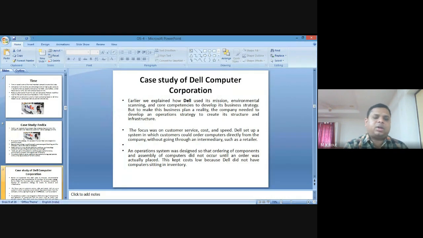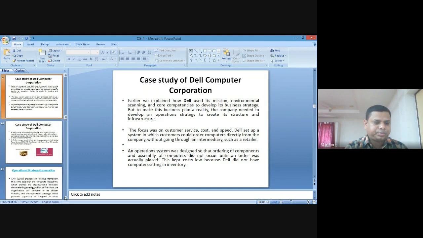The next part is that the operation system was designed so that the ordering of components and assembly of computers did not occur until the order was actually placed. I repeat, the operation system was designed so that the ordering of components and assembly of computers did not occur until an order was actually placed. This kept the cost low because Dell did not have computers sitting in inventories. So whenever you minimize the inventory level, it directly lowers the cost. That is the concept behind Dell Computer Corporation.